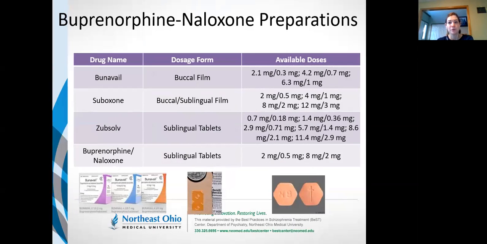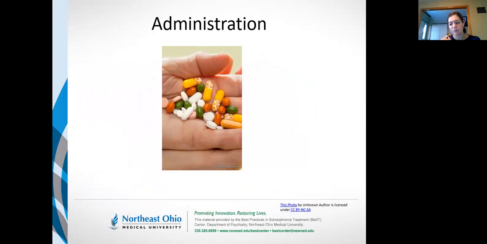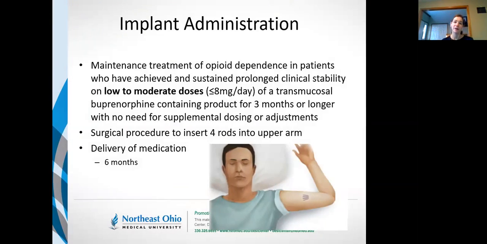We also have the buprenorphine-naloxone preparations. You see the buccal and sublingual films as well as the sublingual tablets here, and these have 2 concentrations because of the 2 medications involved. Since buprenorphine has a relatively low oral bioavailability, we are looking at some different dosage forms to administer the medication. We'll start with the implant.